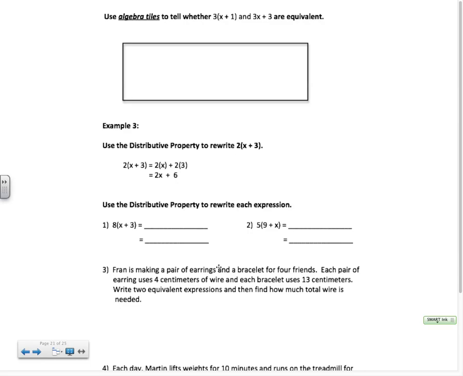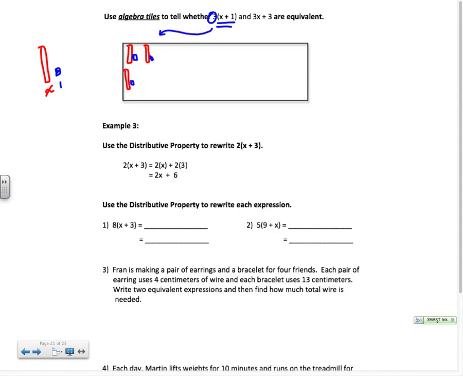Tell whether 3 times x plus 1 and 3x plus 3 are equivalent. So let's remember, an algebra tile, this would be an x, and one little square would be the number 1, integer 1. So here, this means I have 3 groups of this. Okay, so my first group would look like this, x plus 1, and it says I have 3 of those, so I'm going to make another group of that. An x plus a 1, so there's 2 of those groups. And then my third group would be an x plus a 1. Okay, so this represents that.